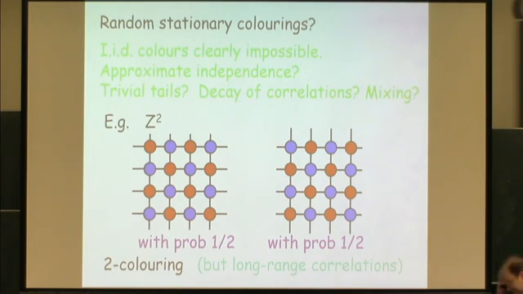Unlike, for instance, in Ron's talk earlier, I'm not really concerned about specific canonical models of random coloring. I'm more asking, can you do it type questions. Does there exist a coloring with good decay of correlations and so on?